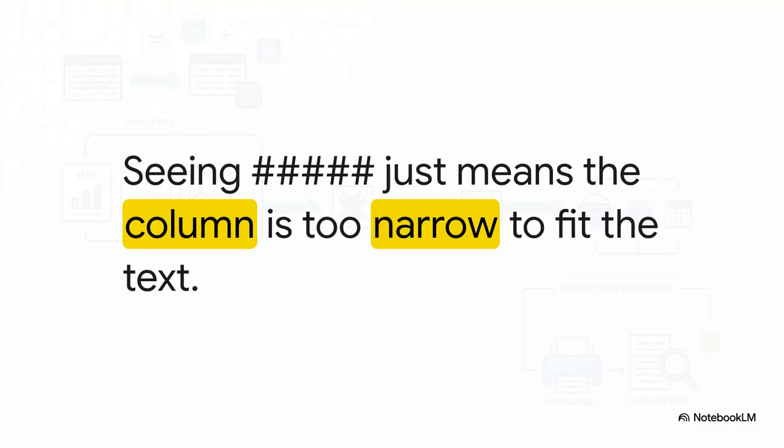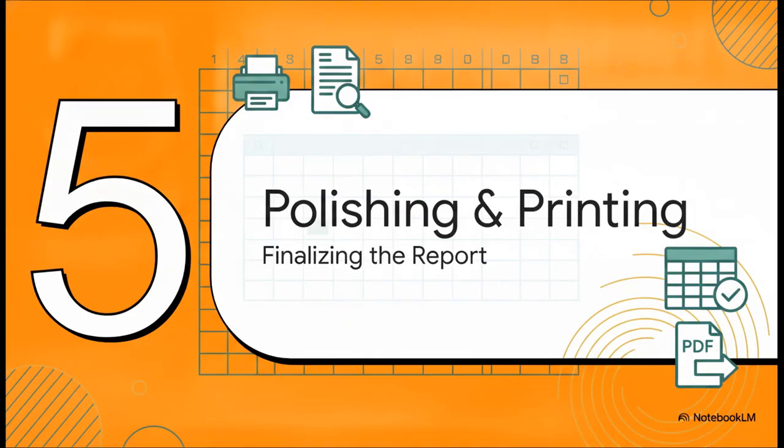While you're playing around with formatting, you might run into this terrifying sight: a cell completely filled with hashtags. Please do not panic. A lot of beginners see this and think they broke their data or deleted something super important. Actually, those hashtags simply mean your column is just too narrow to display the number inside it. Your data is perfectly safe. You just need to widen the column by dragging the boundary or double-clicking to auto-fit it, and your numbers will reappear perfectly. And finally, our last stage, polishing and printing, finalizing the report.